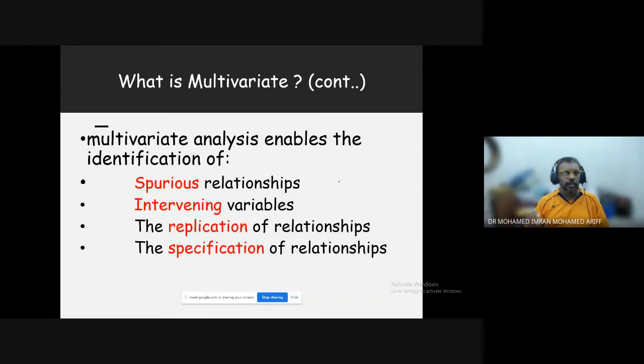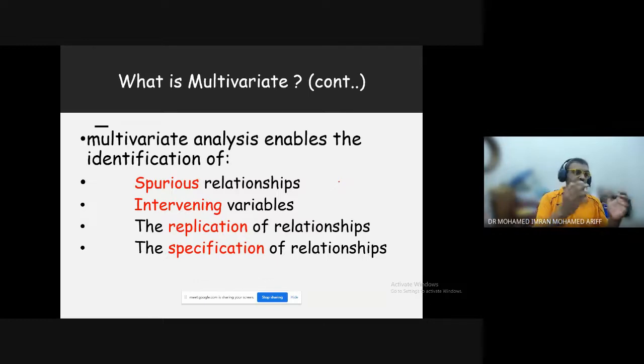Okay, so from multivariate analysis, it enables you to identify 4 things: spurious relationship, intervening relationship, replication, and specification. Number 3 and number 4 are easy. That means whatever from slide number 1 earlier, that diagram, you can replicate in different countries, different scenarios, different states, different districts. You can replicate the same thing.